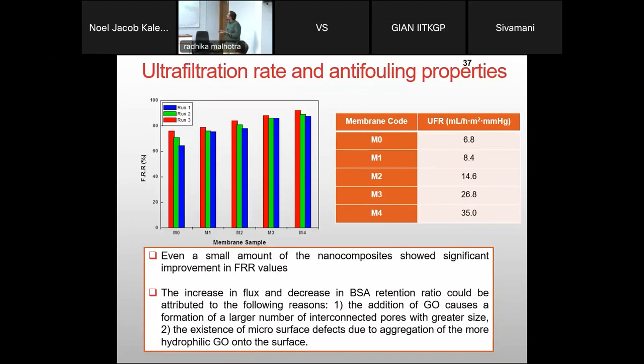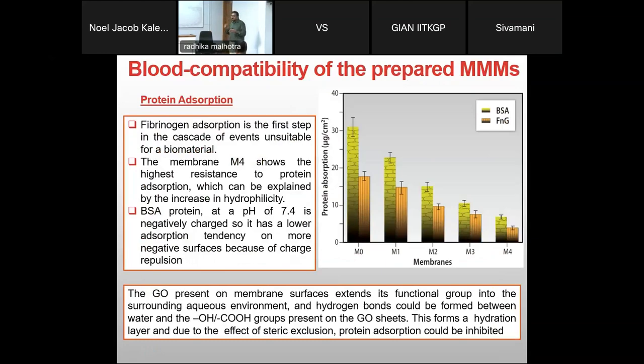So the membrane ultrafiltration rate increased drastically from 6.8 ml per hour per meter square per mmHg. This is not in terms of liter per meter square hour, which you generally see in water treatment applications. This is in ml. So this had increased to 35 from 6.8, and its flux recovery was also much higher on addition of the graphene oxide. So the biocompatibility or the blood compatibility has to be assessed, and the first step, like I said, was the protein adsorption. If proteins adsorb on your hemodialysis membrane, a further cascade of negative reactions happens.